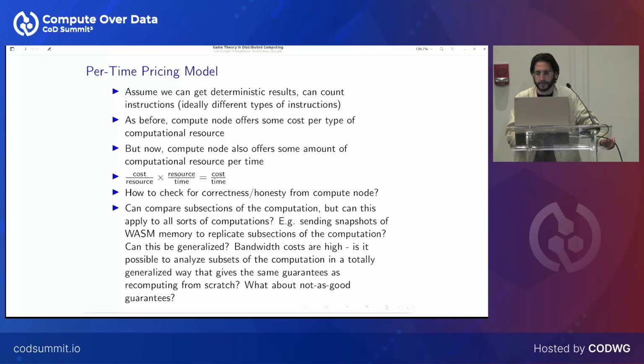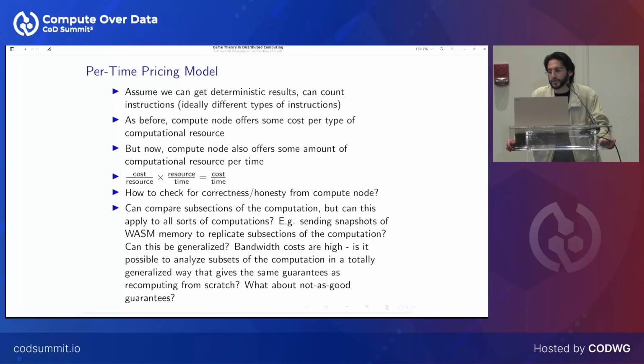And then the question is, how do we get to a per time pricing model, which is a bit more familiar in the traditional cloud computing sense. So again, assume that we can get deterministic results and count different types of instructions. And as before, compute nodes offer some cost per type of computational resource. However, now compute nodes also offer some amount of computational resource per time. So we have cost per resource, which is the parameter we had before, but now we have resource per time. You can think about this like a Docker container, where you set the parameters of whatever that container can hold, the CPU limitations, RAM limitations, and so on. Cost per resource times resource per time is cost per time, right? That's the really basic general model of how you get there.